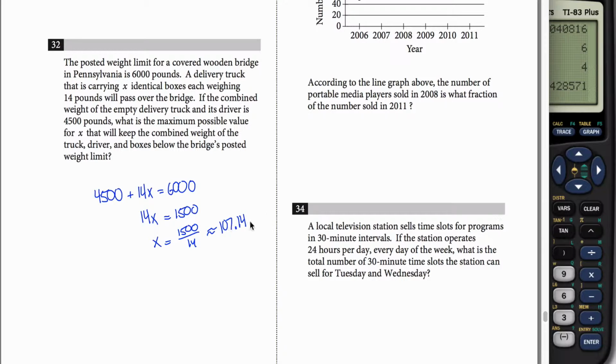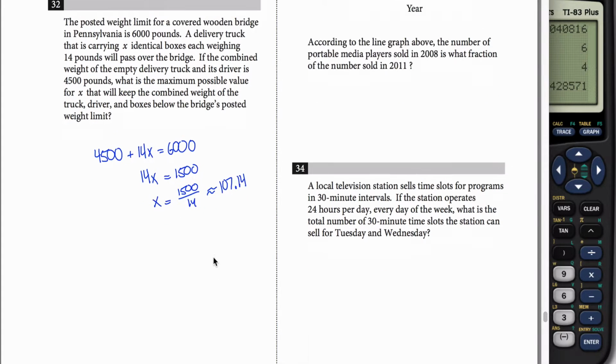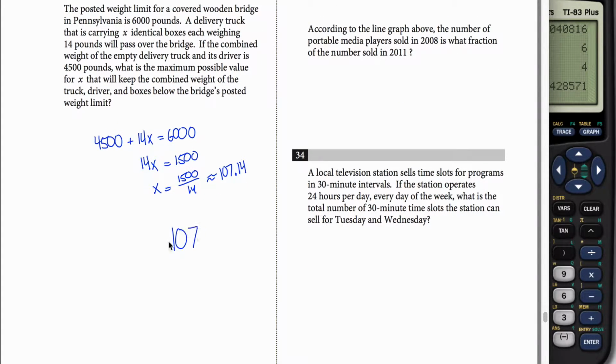Well, you're correct, and you're correct. What we're looking for is the largest value of X, but it's implied that X is a whole number since it's the number of boxes. So how big can X be so that the weight is less than the maximum? If X is exactly 107.14, the weight would be exactly the maximum. So to be less than the maximum, I need to be some number less than 107.14. And since I need a whole number, my answer would be 107 here.